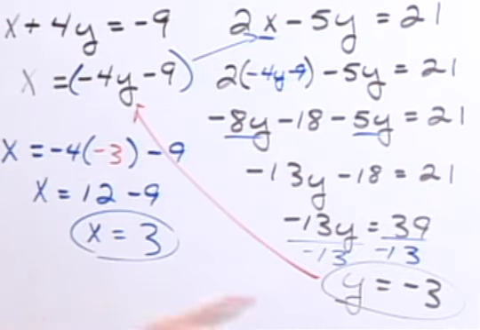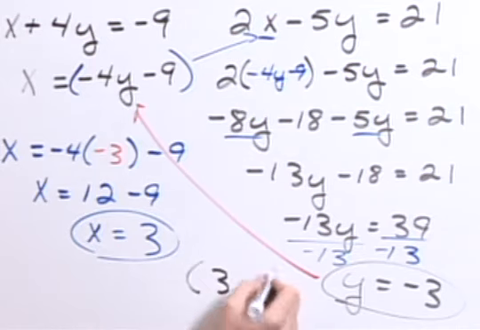Now I have the x and the y, so I can state the system of equations solution as 3, negative 3.